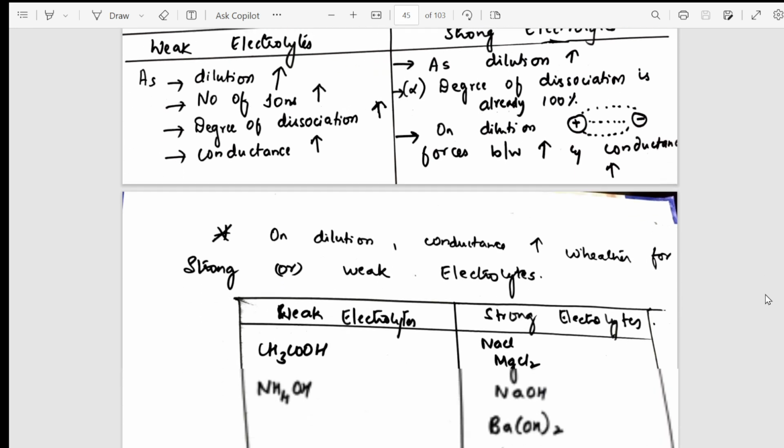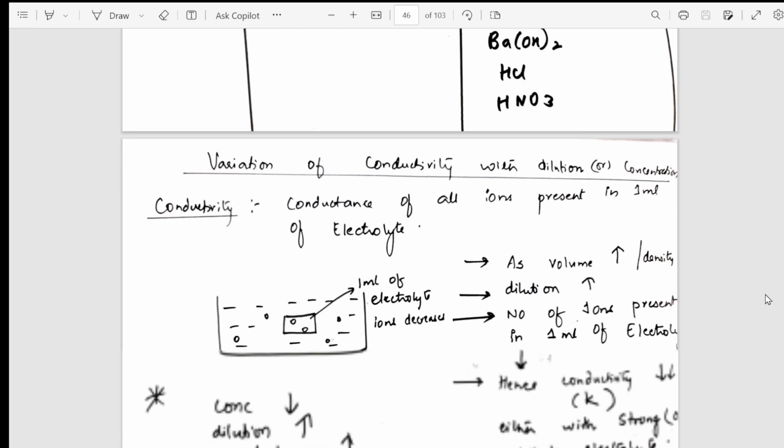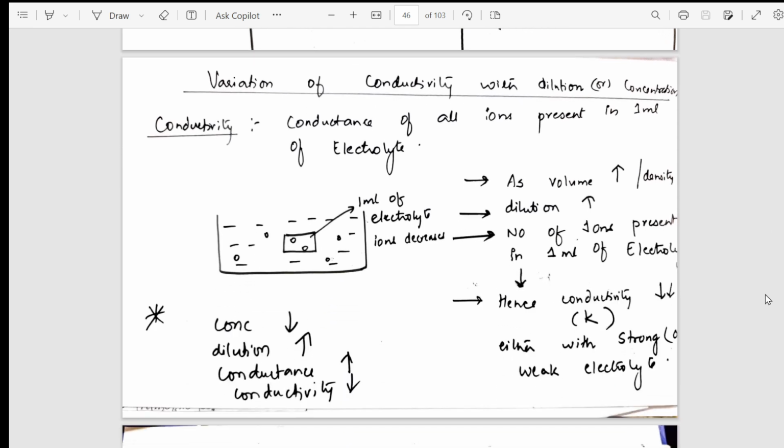gradually, I have further gone into a concept of dilution, weak electrolytes, strong electrolytes, how they are and everything. Done. From there, I have gone into variation of conductivity with dilution and concentration. As I just said, they'll give you a certain concentration and ask whether the conductance increases or not. So I have given you that as concentration decreases, dilution increases. Obviously, when the dilution increases, conductance increases and conductivity decreases. What is the reason, I have also mentioned here.